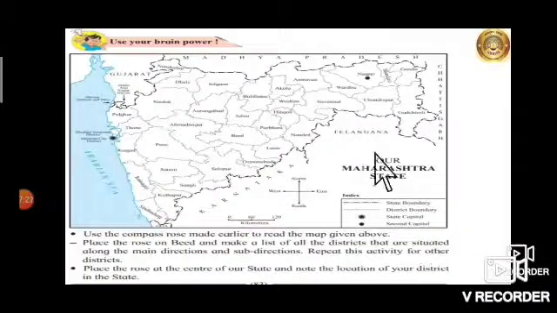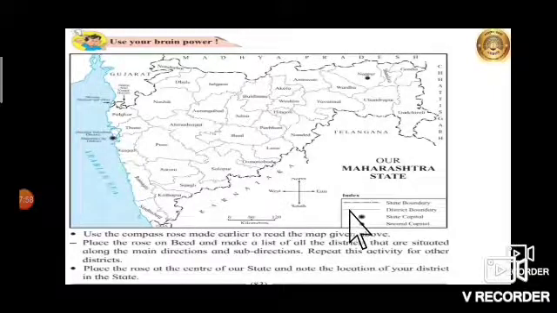Moving ahead, you have to use your brain power. Now this is a map in your textbook, page number 83, which shows a map of our Maharashtra state. Now students, how to read a map? Here in the map there is an index which shows the symbols that you have to identify on the map. Now this marking is used for the state boundary, which is here. Can you see the state boundary marking? Yes, the thicker one is the state boundary.